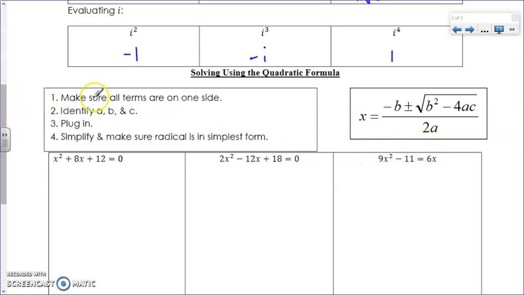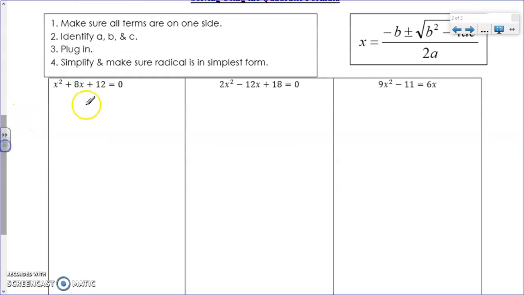Okay, so how do we use the quadratic formula? Make sure all the terms are on one side. So make sure it's equal to 0. Your A always should be positive, right? Because then when you're factoring and stuff. Identify A, B, and C, plug in, simplify, make sure the radical's in the simplest form. All right, so it's equal to 0, so what is my A here? 1. And my B? 8. And my C? 12.